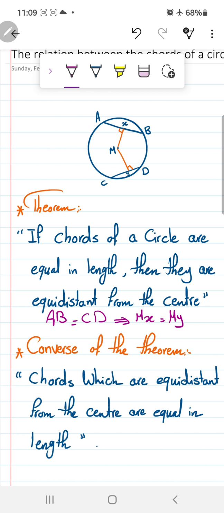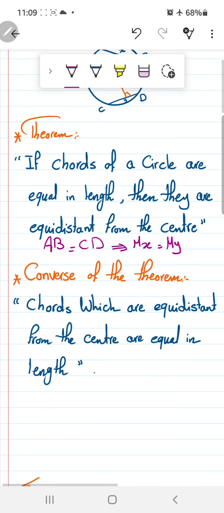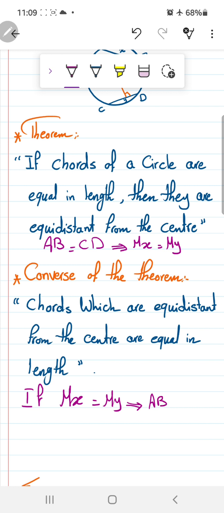And we have the converse of the theorem. Chords which are equidistant from the center are equal in length. So here, the converse: if we have MX equals MY, and MX perpendicular to AB, MY perpendicular to CD, then the two chords are equal, which is AB equals CD. Okay, let's take some examples.